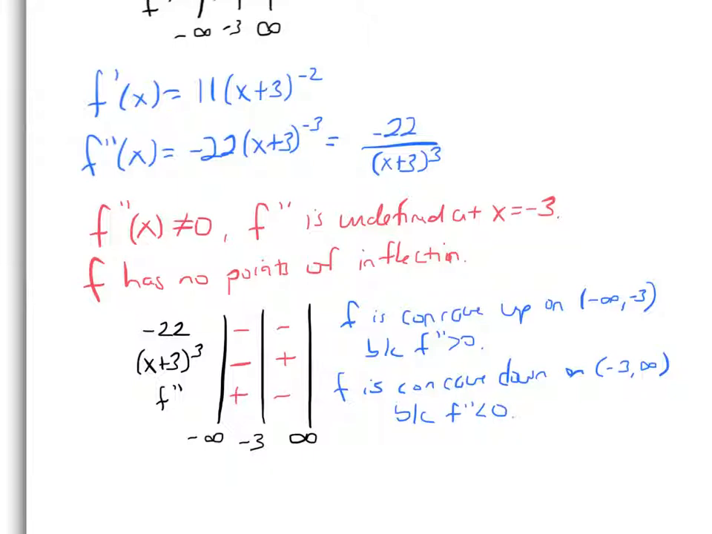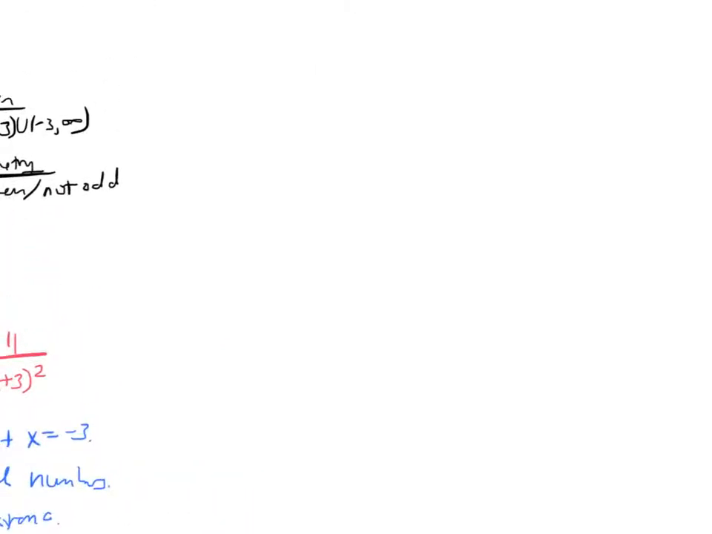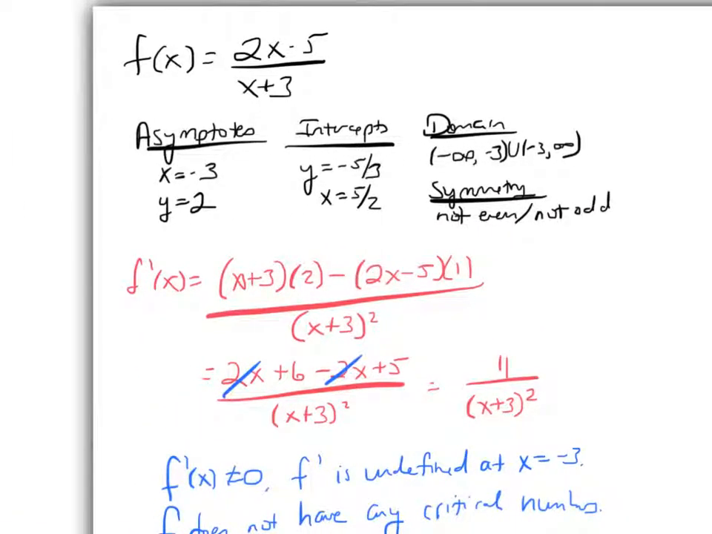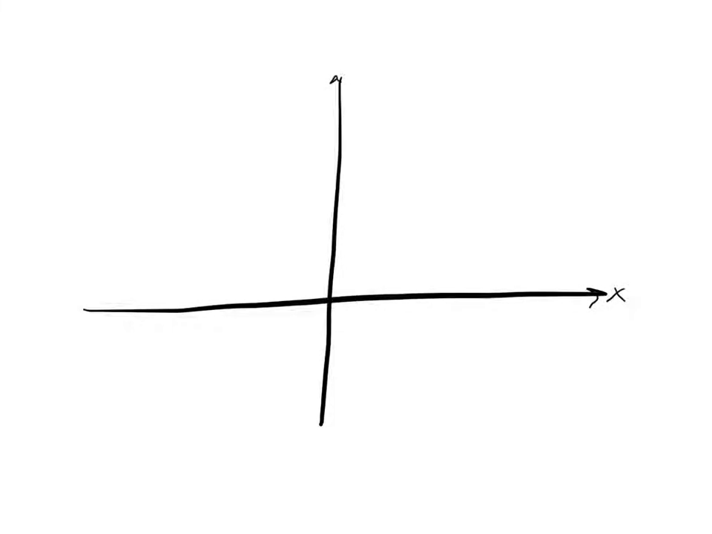Okay, so now let's put it together and start graphing our function. I'm going to go back to the top here. And we need some asymptotes: x equals negative 3 and y equals 2.